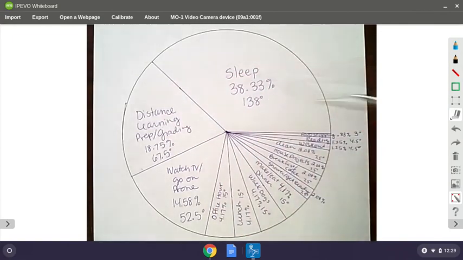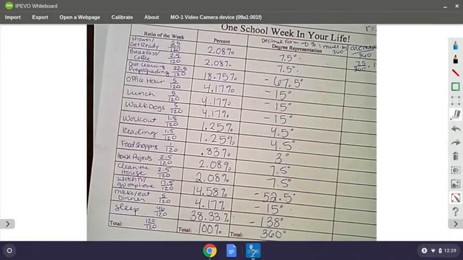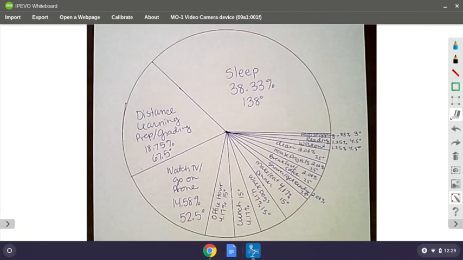So that's pretty much it. If you want to color it, you can color each section a different color. But that's it. So this is going to be due on Friday. And so you have to do that part of it and then the chart.